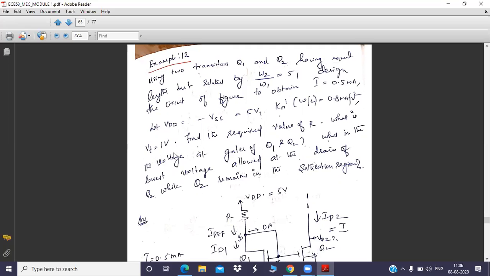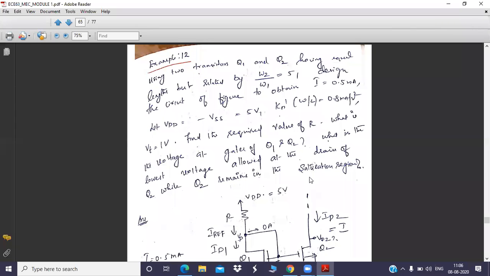Only after inducing the channel will you get the current flow, provided you have applied a sufficient drain to source voltage. And it is explicitly given in the question that you need to find the required value of R based upon the given conditions. Apart from that, you are going to find the voltage at the gates of Q1 and Q2, and what is the lowest voltage allowed at the drain of Q2 while Q2 remains in saturation.